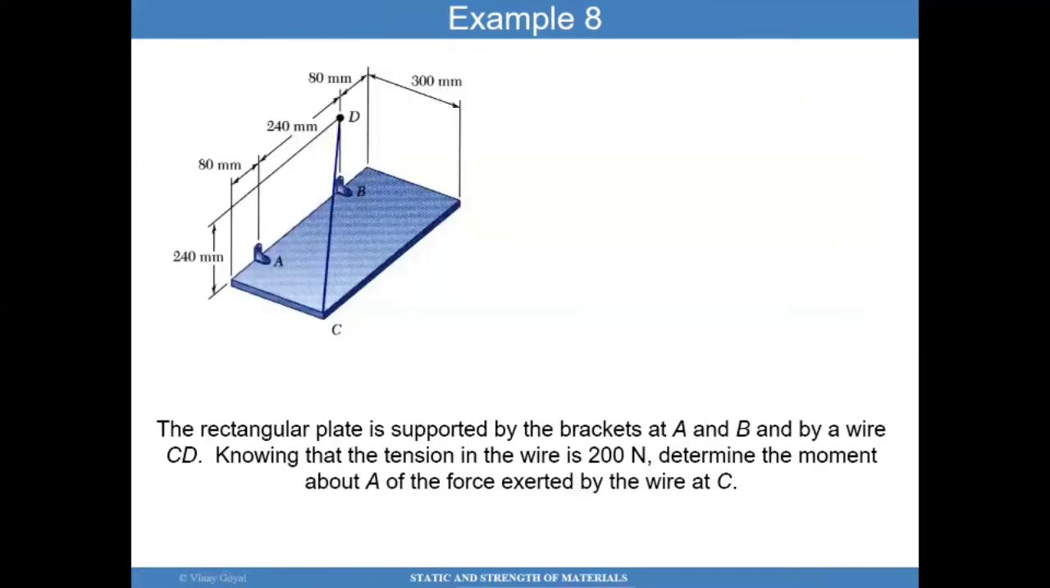Example 8 is yet another example in looking at how to calculate the moment. We want to determine the moment about A due to the force exerted by the wire at C. I know the tension in the wire is 200 newtons according to the problem statement. So knowing this tension, what is the moment about A due to that force?